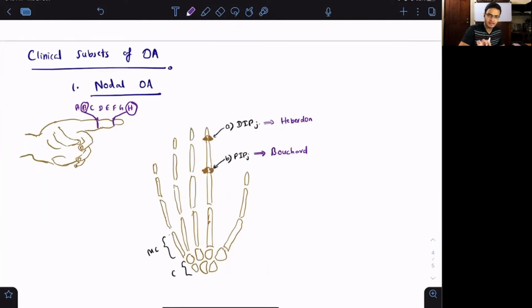The second thing I want you all to know about nodal osteoarthritis, guys: characteristically, distal interphalangeal joint involvement is much greater than proximal interphalangeal joint involvement. That means Heberden nodes are more commonly seen as opposed to Bouchard nodes. This is another true or false question: Heberden nodes are more commonly seen. That is true.